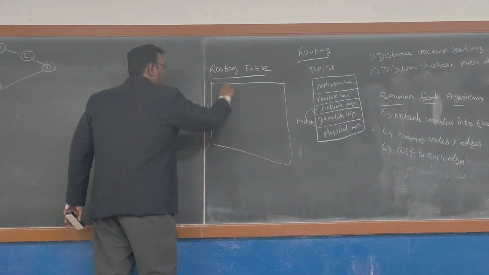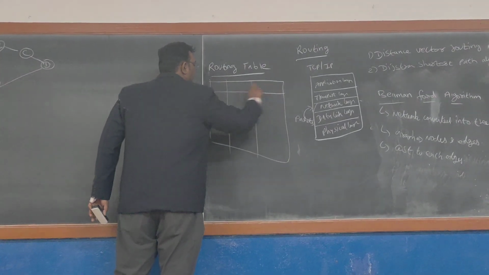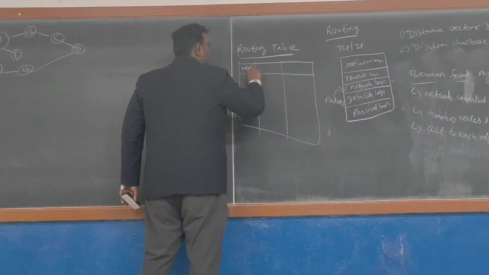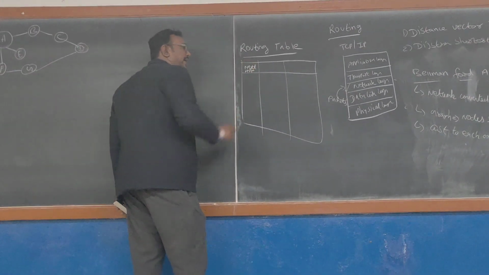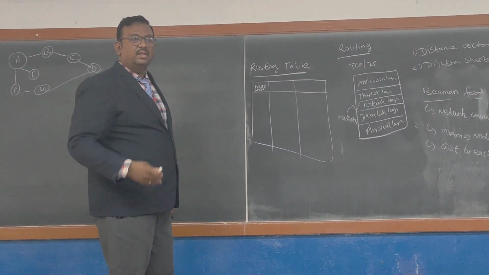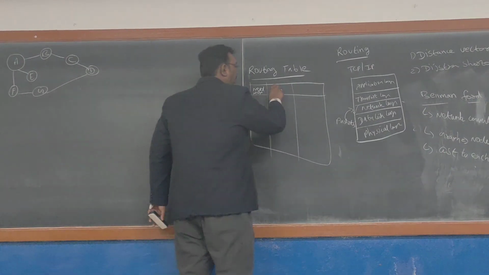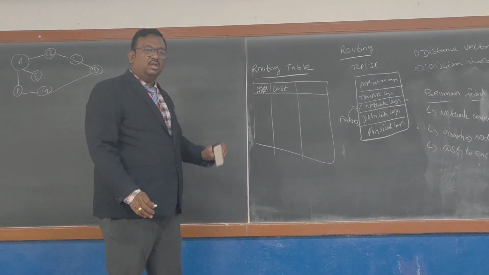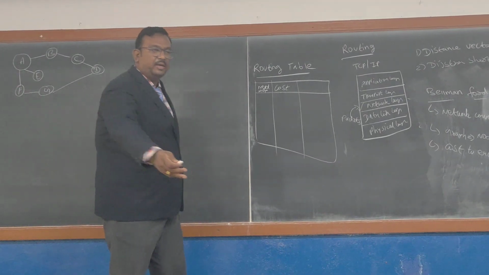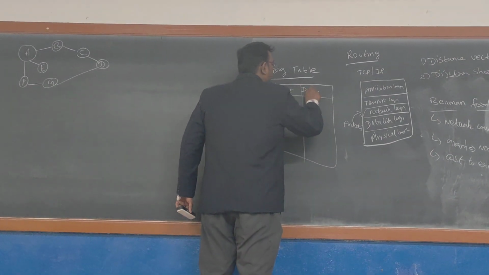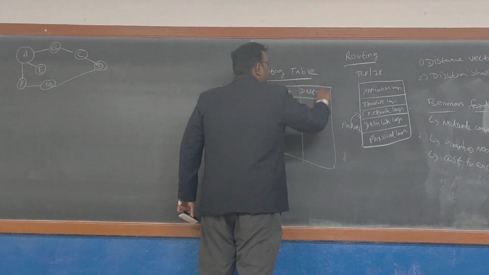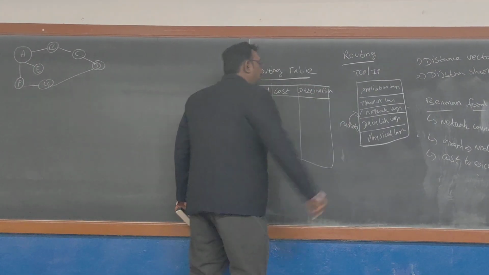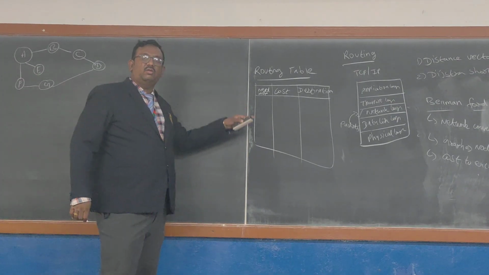So mainly what does it have? It has the next hop: which node the packet is going to go to next. And what is the cost? The cost to go from the source to that particular next node. Finally, you have the destination. So these are the details the routing table has.